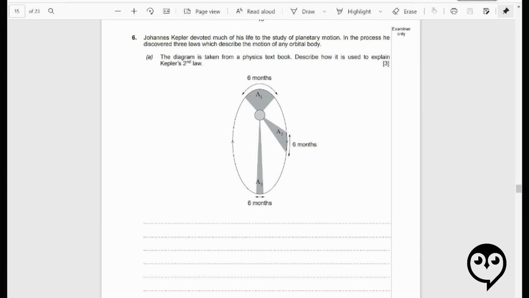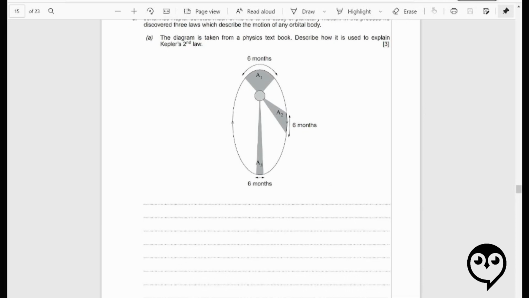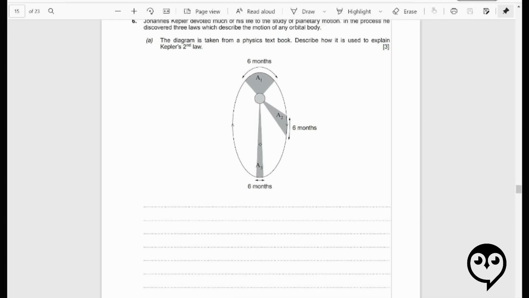Kepler's second law, I'm going to guess, is going to tell us that equal time intervals are going to sweep out equal areas. If you were to calculate the area of this tiny little sliver and this sector here and this piece here, those areas are all the same, okay? Equal areas are swept out in equal time intervals.